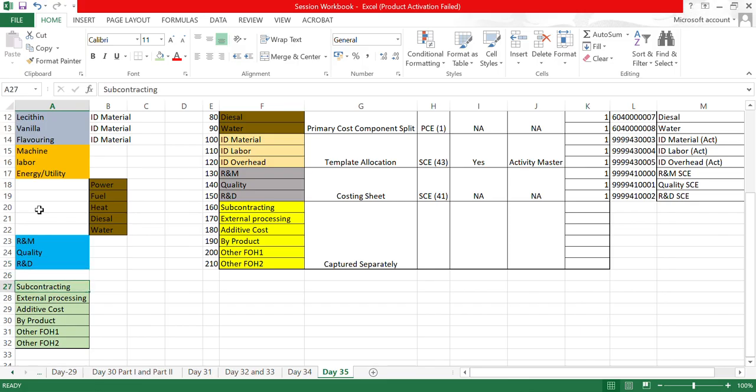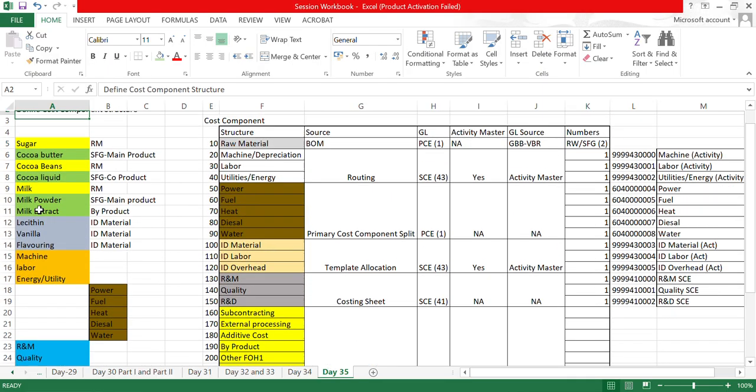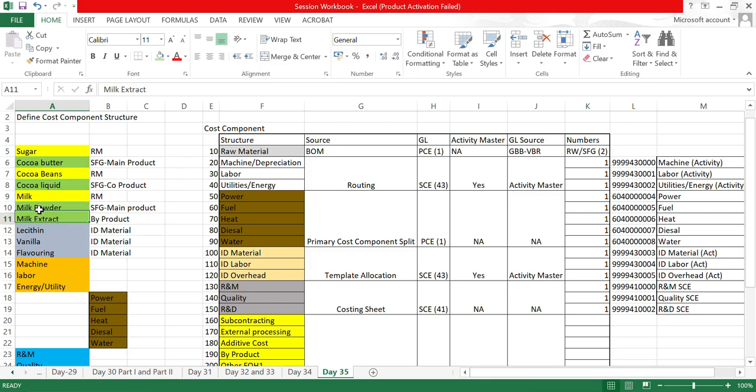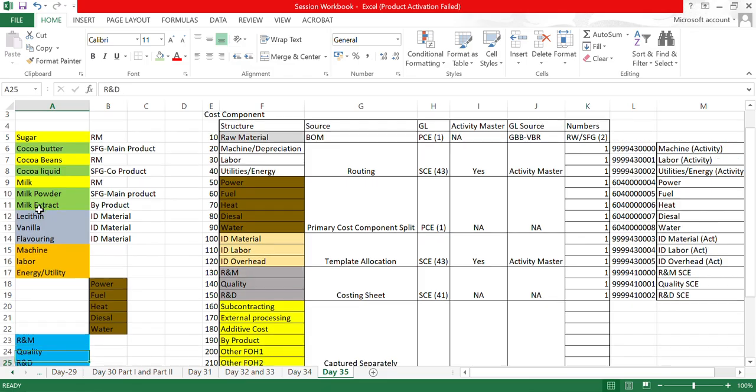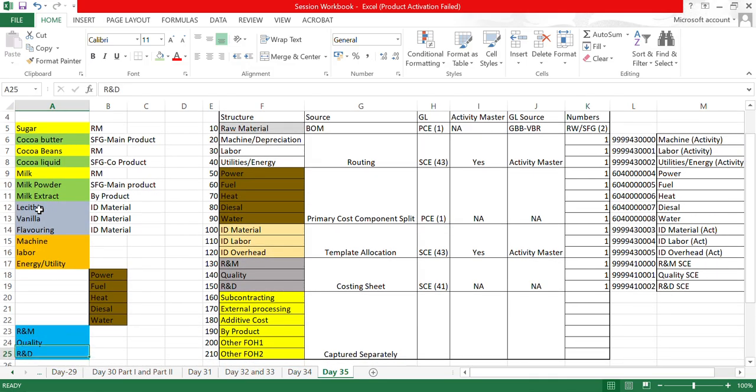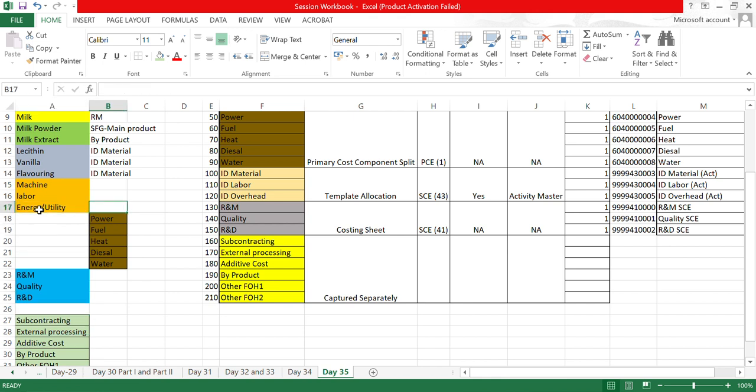The next concept is about the subcontracting, external processing, additive cost, byproducts, factory overhead, means other overheads which we will discuss as part of the additional concepts when we are clear with the main concept of utilizing the raw materials, indirect materials, performing some activities, bringing the cost of some overheads like repair and maintenance, quality cost, research and development, and bifurcating the energy and utilities into multiple other sub cost components.